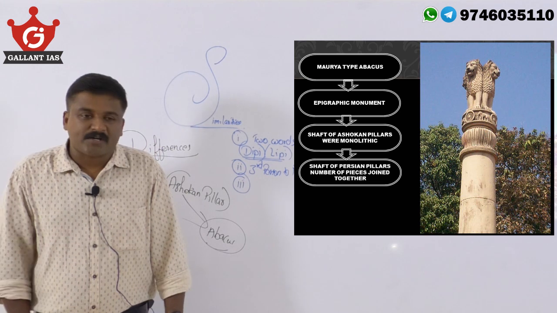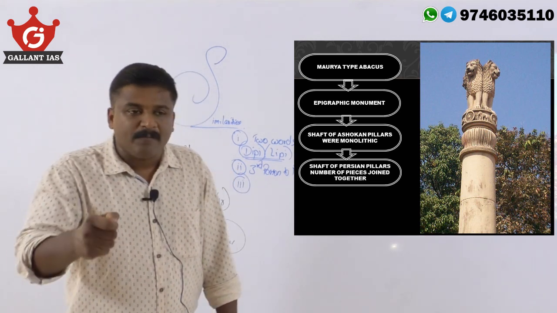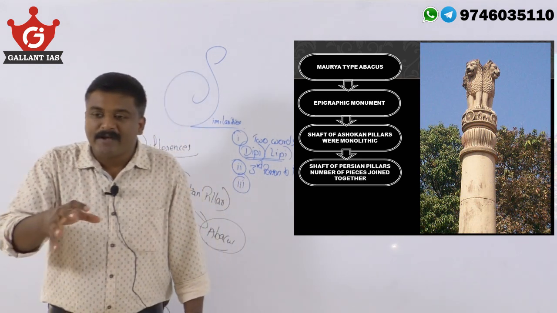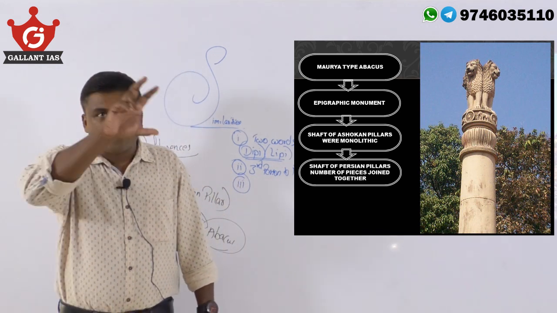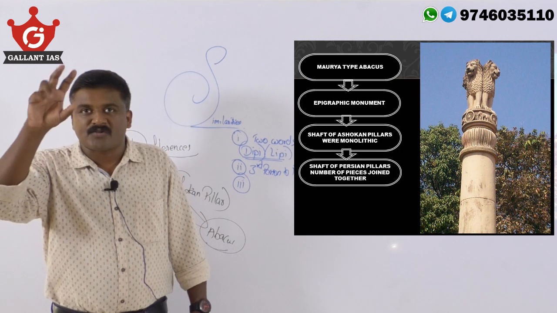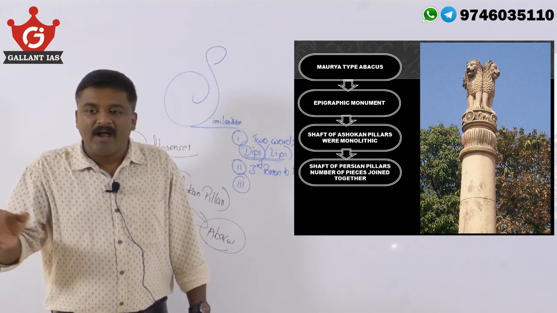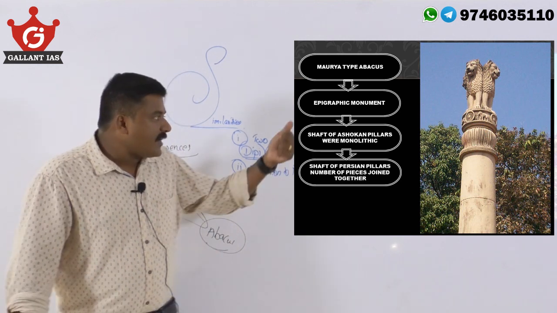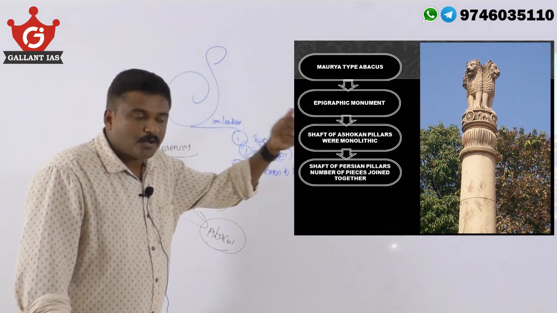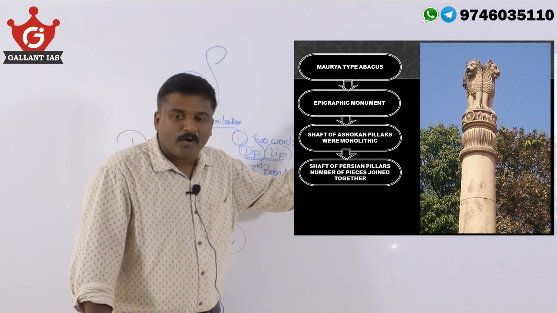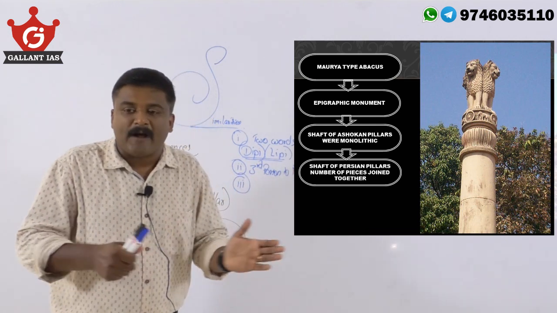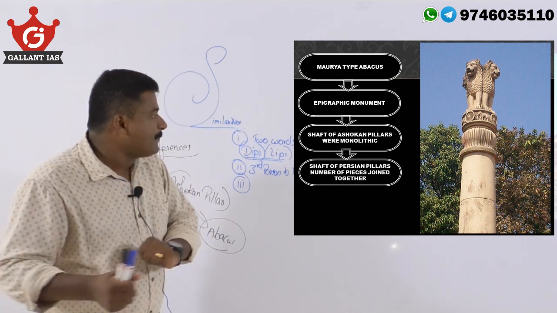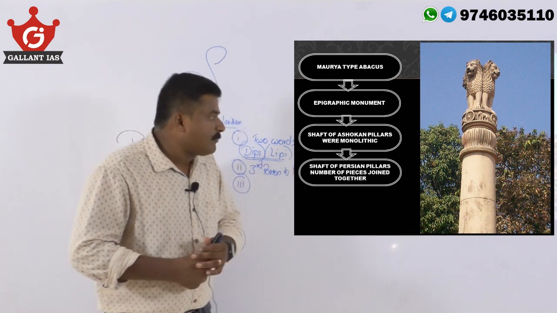These are independent structures, and Ashokan pillars or Mauryan pillars are erected as epigraphic monuments. The basic purpose was for inscribing the proclamations or inscriptions or the message of Dhamma, and that is to educate or acknowledge the masses. So these are epigraphic monuments. Ashokan pillars were epigraphic monuments, but the Persian pillars were part of architecture, part of palaces, temples, etc.